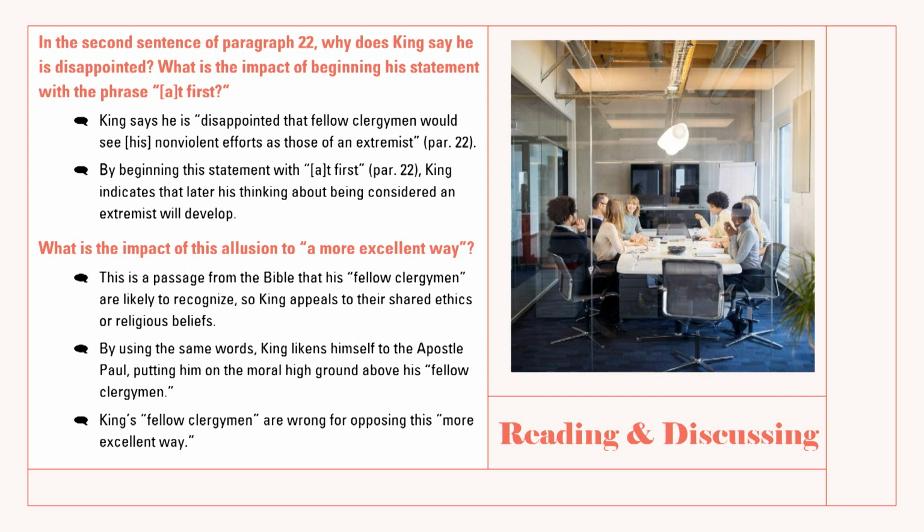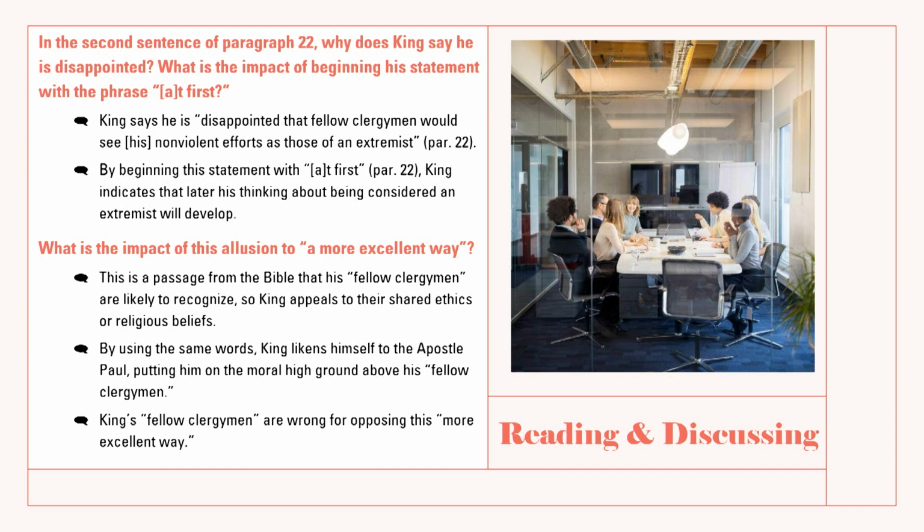So in the second sentence of paragraph 22, why does King say he is disappointed? What is the impact of beginning his statement with the phrase, "at first"? Some of the answers that I heard as I was walking around: King says he is disappointed that fellow clergymen would see his nonviolent efforts as those of an extremist. And by beginning his statement with "at first," King indicates that later his thinking about being considered an extremist will develop. He says, at first I thought this, and so you know that later is coming, and now I believe it a different way. So by beginning it that way, he is setting up how his thinking has changed.